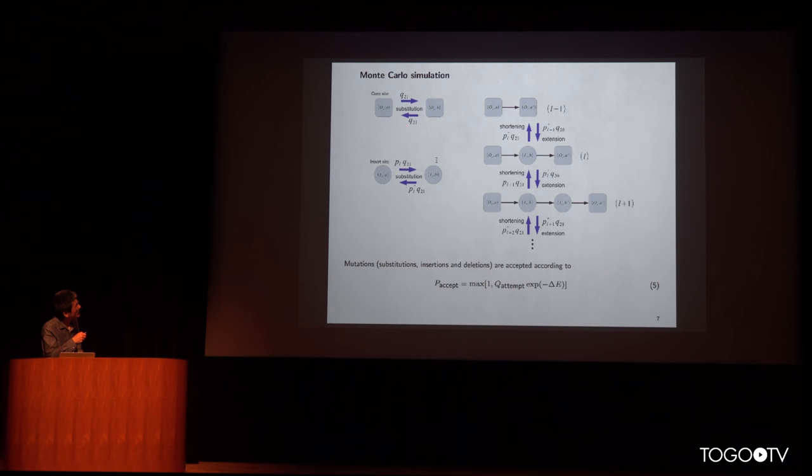So here's the algorithm for Monte Carlo simulation. For core sites, you define only substitutions between different residues. And for insert sites, there can be substitutions or insertions or deletions, like this. These mutations, including substitutions, insertions, and deletions, are accepted according to the ordinary Metropolis criteria.